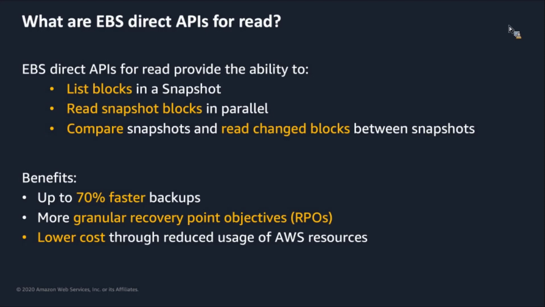So EBS Direct API for read will allow you to list the blocks in an EBS snapshot. It will allow you to read blocks from a snapshot. And given two snapshots, the EBS Direct API for read will allow you to determine which blocks have changed between those snapshots and read the changed blocks. And with this, you get 70% faster backups, which means you can perform more backups in a day, which gives you more recovery points. And it reduces your costs. Now let's take an example and see how this works.